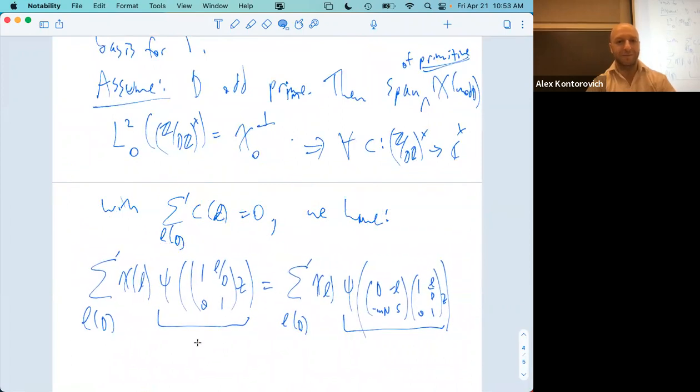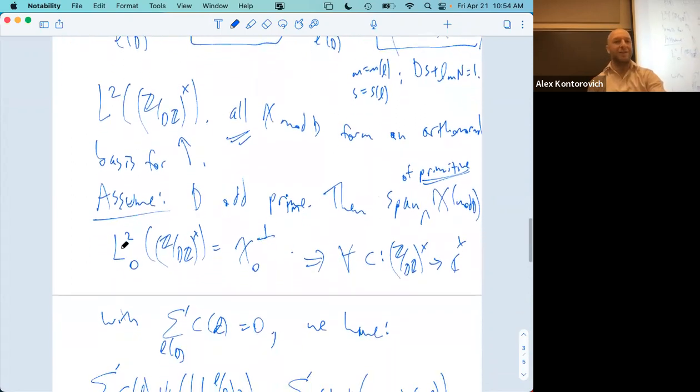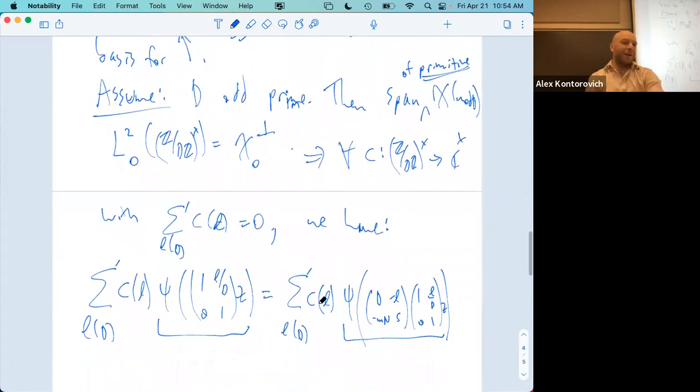Wait, so the C's here are taking up just any function? What I'm claiming is that I can replace the identity with chi by taking linear combinations of chi's and summing across chi's. I can replace the chi's by any function as long as it has mean 0, because the primitive chi's span L2. They're a basis for this vector space. I have this identity in that basis, so I have the identity in any linear combination of that basis.